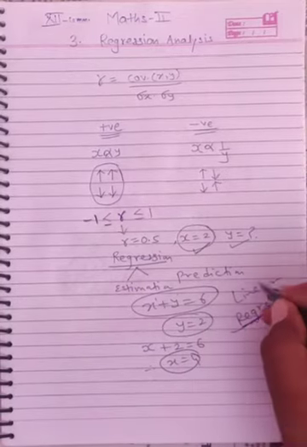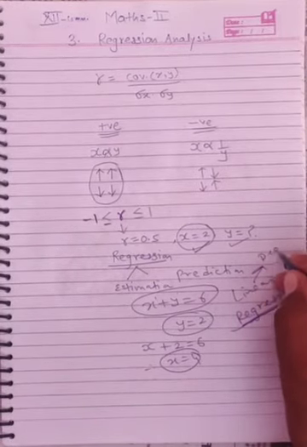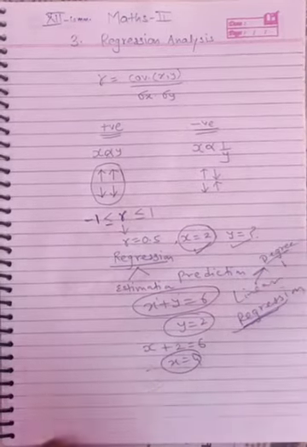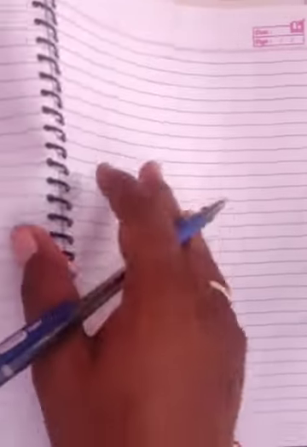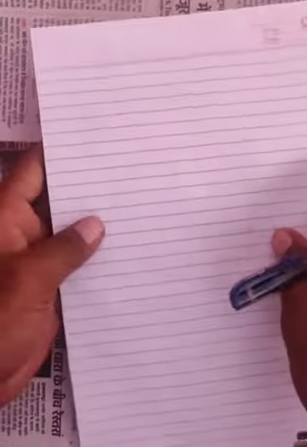Linear regression. Linear regression means what? The degree of the variable is 1. For this chapter you should know some notations.